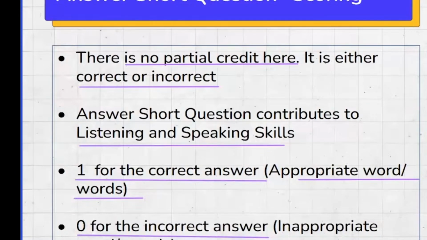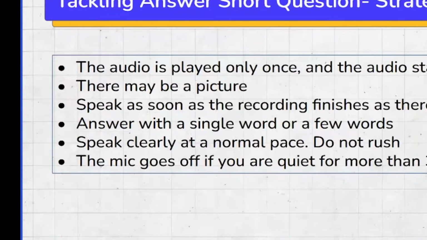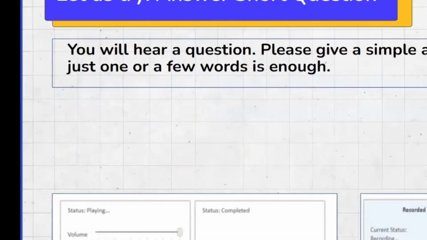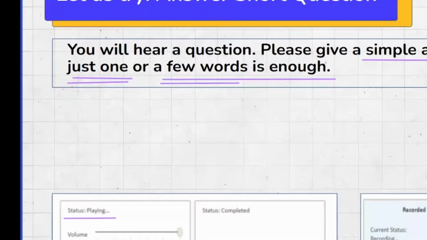So we move further and understand the strategies or the tips that you need to keep in mind in order to answer this question. For this particular question, you get to hear the audio only once, and the audio starts automatically. In case the question starts with where, that means it's talking about a place, because it's critical for you to understand when to start recording your response. It clearly states that 1 or a few words are enough.